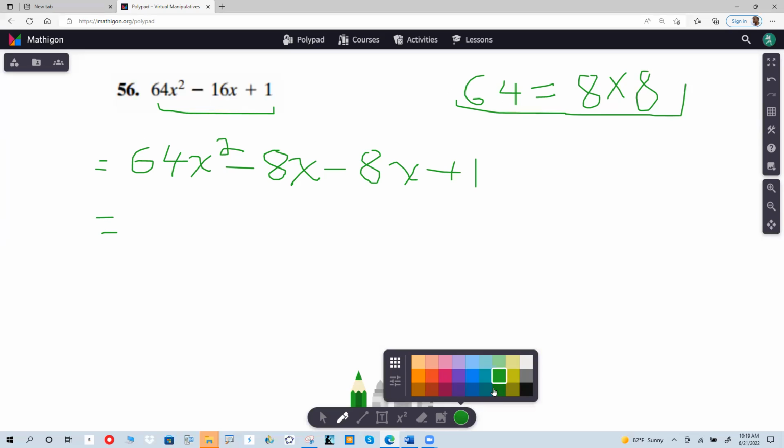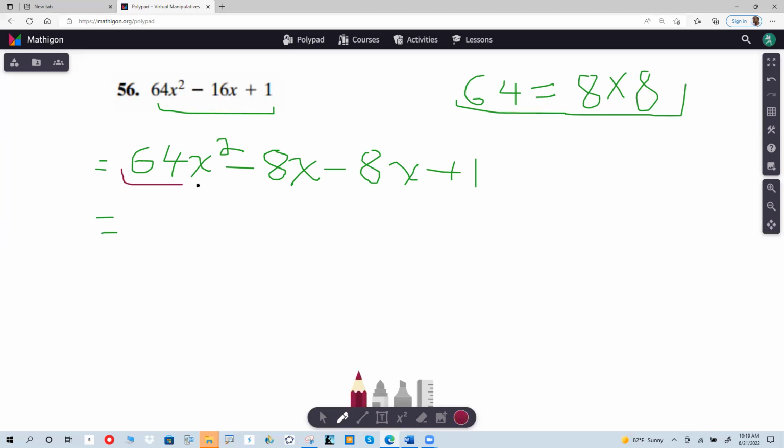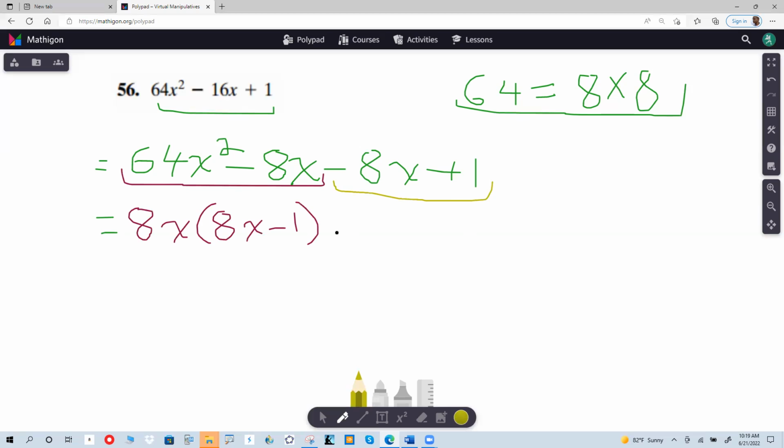From the first two terms, I'm going to factor out 8x, and I'm left with 8x minus 1. From the next two terms, there's nothing common, so I'm going to factor out negative 1, and I'm left with 8x minus 1. That's a good sign. Why? Well, this matches this. That's not bad. Now I'm going to factor out the green factor, 8x minus 1.